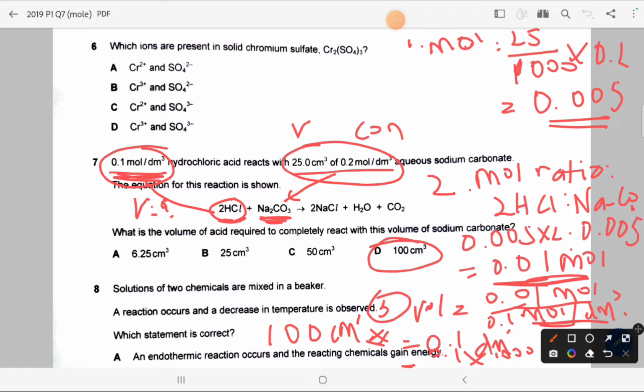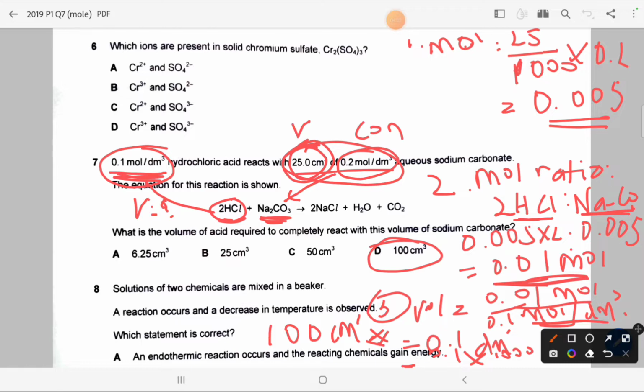Let me do a very quick recap. For most mole questions, the first step is to find out the number of mole. In this case, when you see volume and concentration, multiply these two numbers to get the number of mole. Before you multiply, change the 25 cm cube to dm cube. That's the first step. Second step, find out the mole ratio. In this case, it's HCl and Na2CO3. Then from the mole ratio, you'll be able to find out the number of mole of HCl.